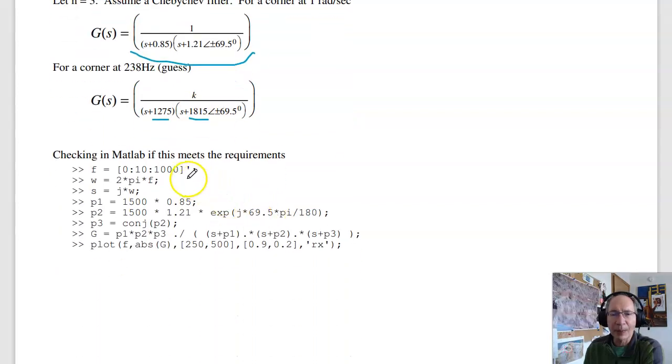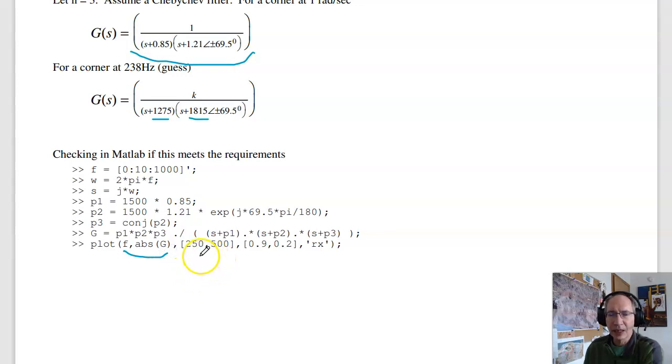In MATLAB, I can sit there and see, does this filter meet my specs? So I'm going to go between 0 and 1000 Hertz. Omega is 2 pi f. S is j omega. Here's my first pole. Corner's at 1500 radians per second. Second pole, third pole is a conjugate of the second one. There's your G of S. And plot frequency versus gain.